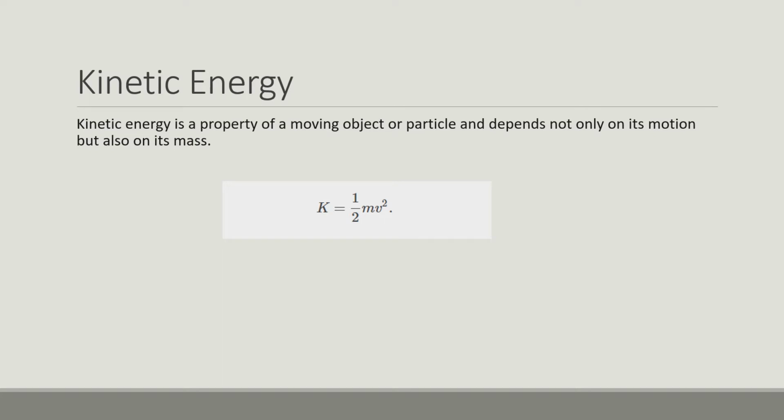Kinetic energy. Kinetic energy is a property of a moving object or particle and depends not only on its motion but also on its mass.